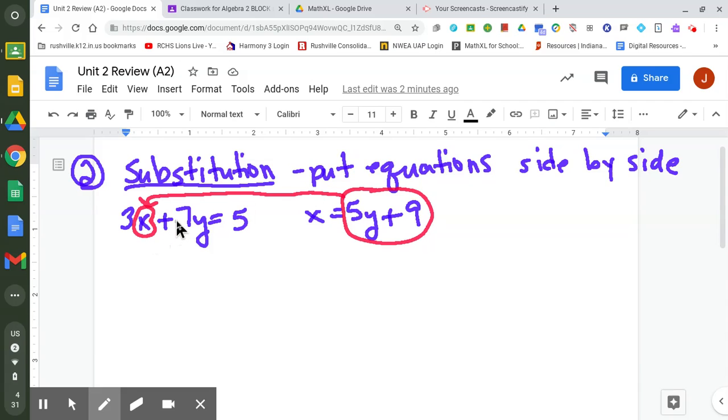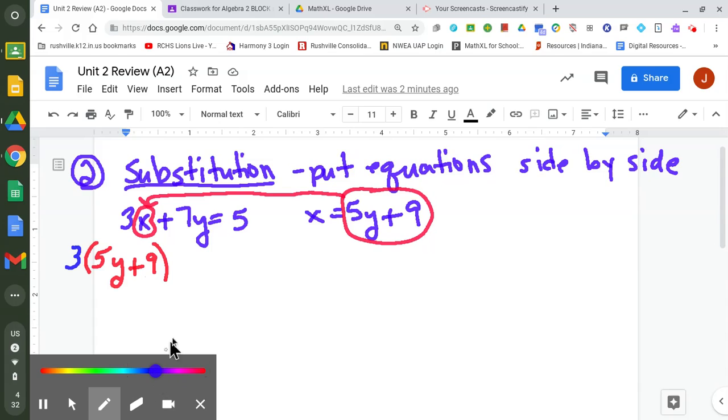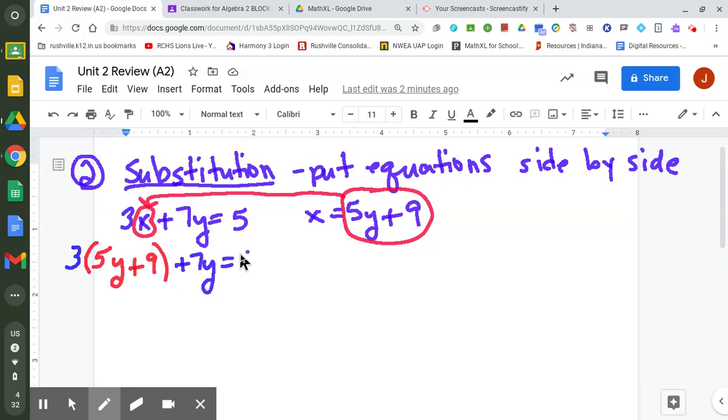And now I'm going to solve this equation for a y. So what I will have is 3. And then instead of writing that x, I'm going to write 5y plus 9. And then you can't forget about the rest of the problem that's already there. So plus 7y equals 5.